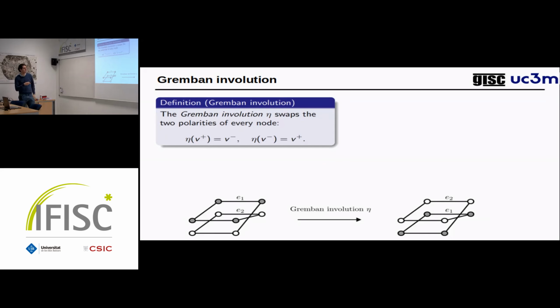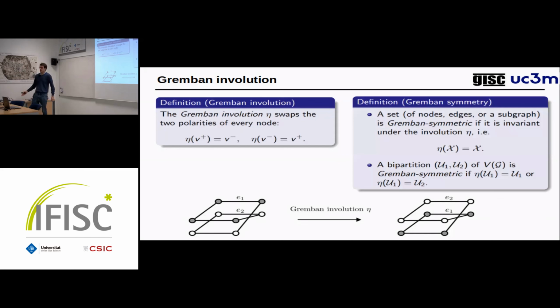Here, the involution is swapping the positive polarities with the negative polarities. So for example, here, the involution swaps the gray nodes and the white nodes. Now, as we like to do in physics, this operation induces a symmetry that we can study and see if the symmetry reveals something. In this case, it's what I call the Greenband symmetry. And basically, a set is Greenband symmetric if it's invariant under the involution. So edge E1 is not Greenband symmetric because it gets mapped here, not to itself. But the set E1, E2, the pair, is symmetric because even though the edges are swapped, the pair remains invariant.